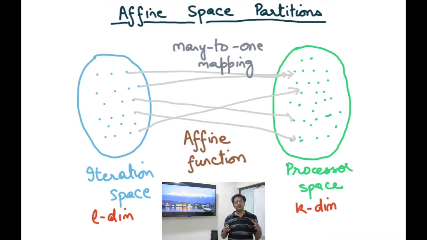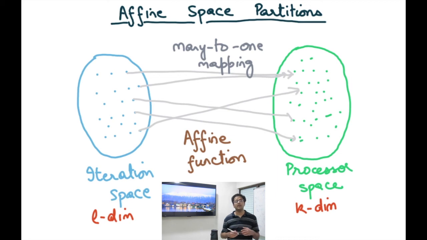So notice that the common theme in this polyhedral analysis is that we are dealing with affine spaces. The iteration space is a polyhedral space, which means it is specified using affine constraints. Memory accesses are affine functions on the iteration space. And similarly, for the mapping from iteration space to process space, we are going to restrict ourselves to affine functions.